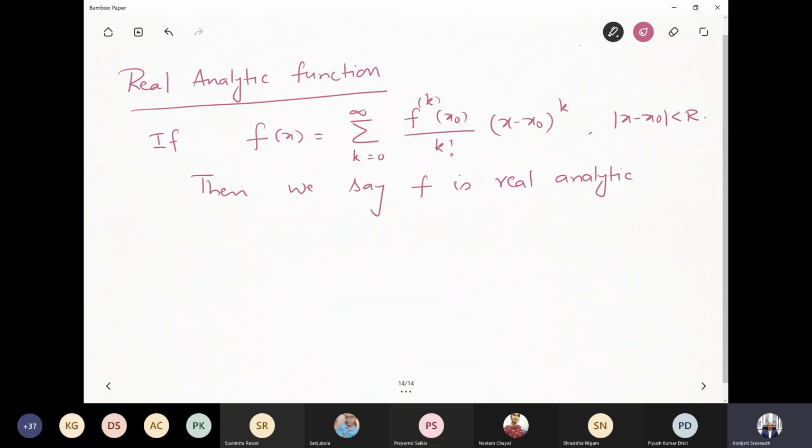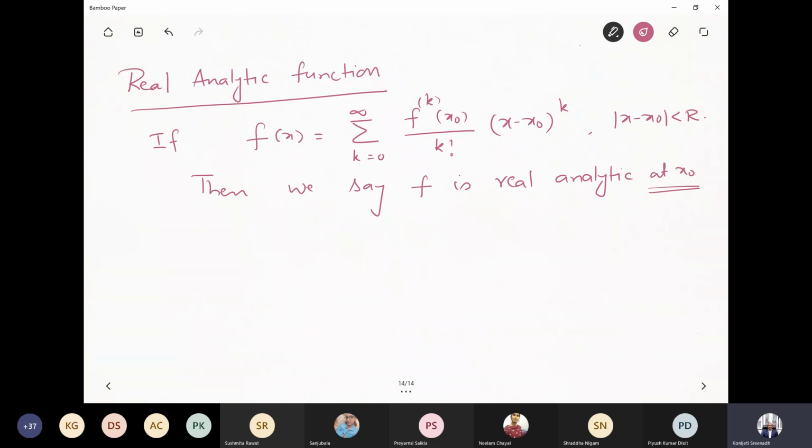You can say real analytic at x0 or near x0, because the power series converges in an interval, so it converges at all points in the interval, right? So around any point you can write the power series. Therefore, you can write either real analytic at the point x0 or around the point x0.